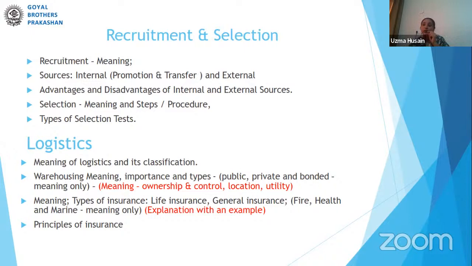So remember, whenever you are making them write short notes, it is important for them to write the meaning, then write about the ownership and control. Now in the case of public and private warehouses, we have the factor of ownership and control, then the location, where exactly they are located, and finally the utility, the usage of these warehouses. Why do we have these categories of warehouses? It is important for us to make them understand the utility.